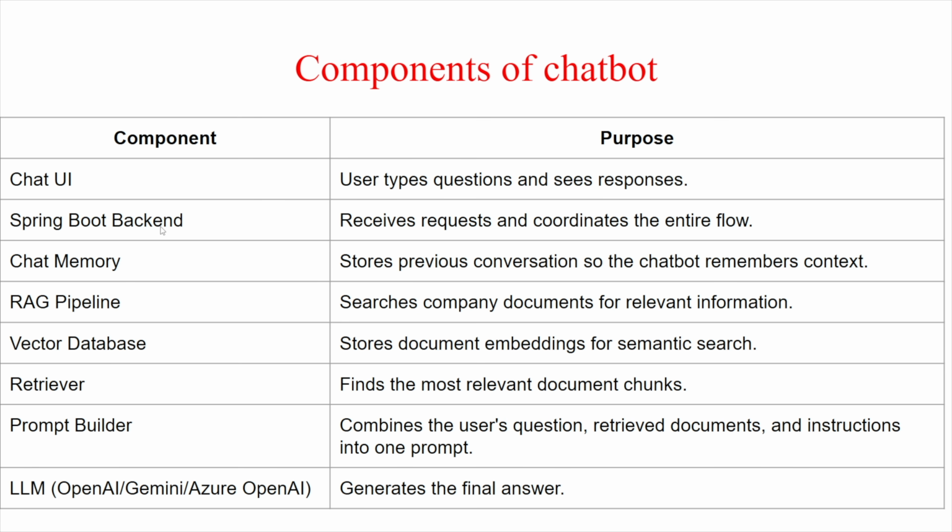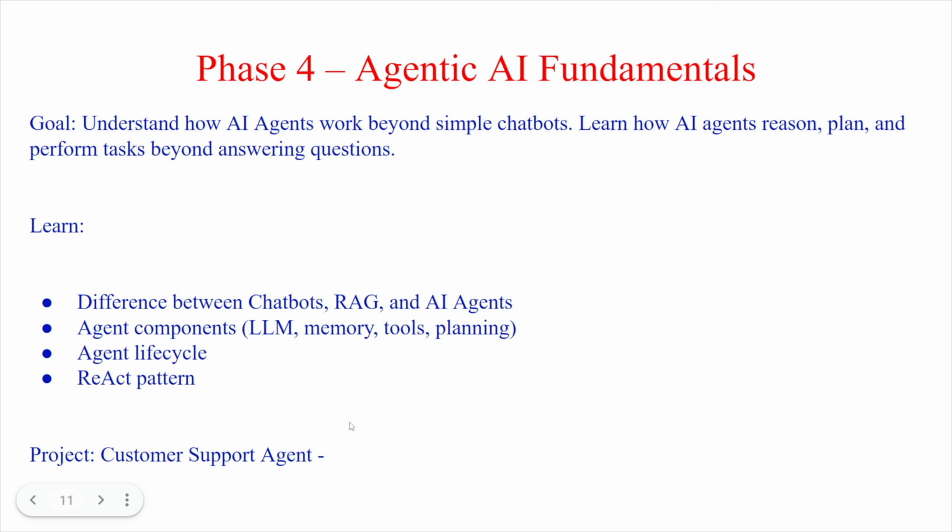Then you have a Spring Boot backend, which receives the request and coordinates the entire flow. You have memory to store the previous conversations. You have a RAG pipeline to search the document for relevant information, a vector database to store your embeddings, a retriever to find the most relevant document chunk and reject all others, a prompt builder to combine the user question, relevant document and instruction in one single prompt, which helps the LLM give you a proper response, and the LLM, which generates the final answer for you. So these are the components of generative AI, for example, a chatbot. Phase 3 was all about generative AI. Phase 4 is agentic AI.